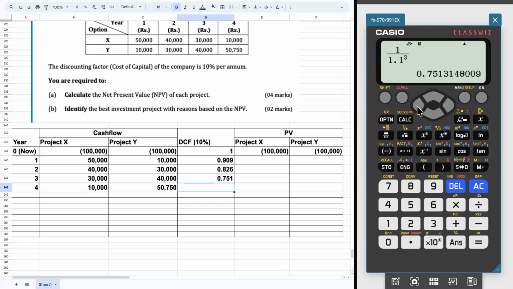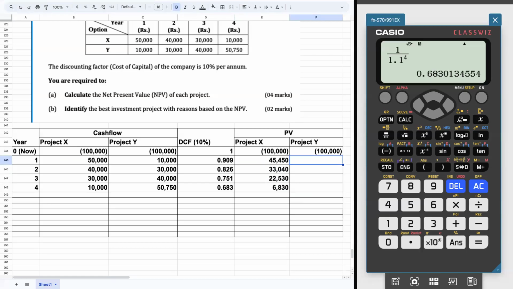And if you change the power to the fourth one, it will give you the fourth year discounting factor, 0.683. That's it. Now what do you have to do? 50,000 into 0.909. It means every rupee after 1 year it will become 0.909 worth in terms of today's value. So if you do this math, you will end up with these numbers.